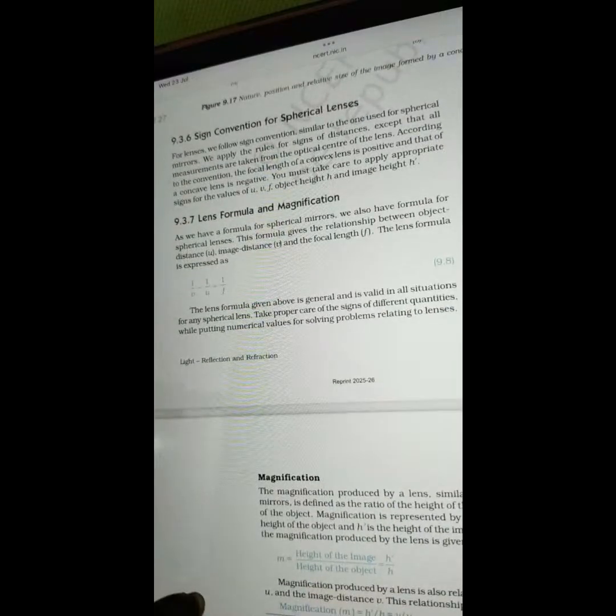9.3.7 Lens formula and magnification. As we have a formula for spherical mirrors, we also have a formula for spherical lenses. This formula gives the relationship between the object distance u, image distance v, and the focal length f. This lens formula is expressed as 1 by v minus 1 by u is equal to 1 by f. The lens formula given above is general and is valid in all situations for all spherical lenses.